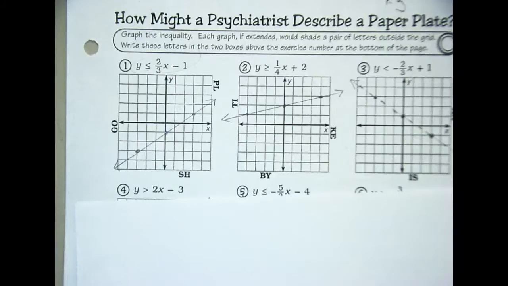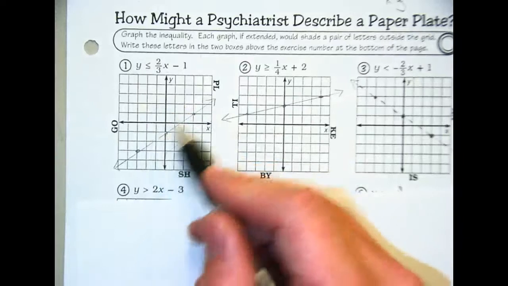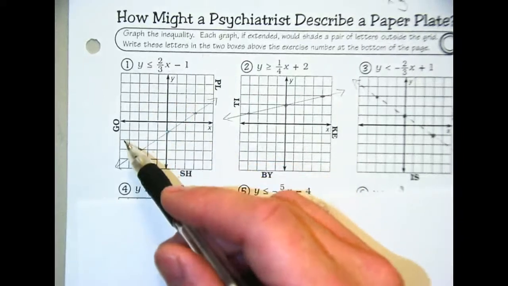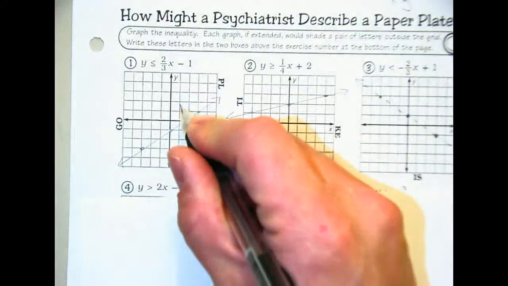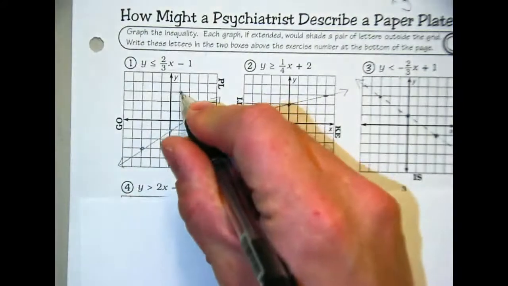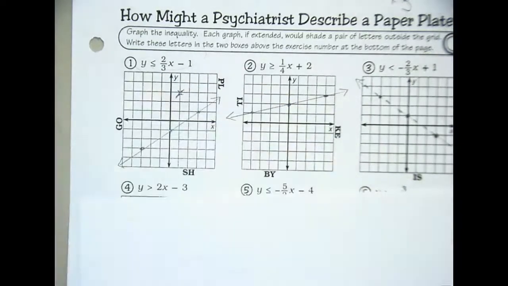Someone give me a point up here, a coordinate from this half plane. Yeah? 1 and 3. All right, let's find 1 and 3 right there. So that point right there. What could I do with that point to see if it's a solution to this? Yeah, let's plug it in.